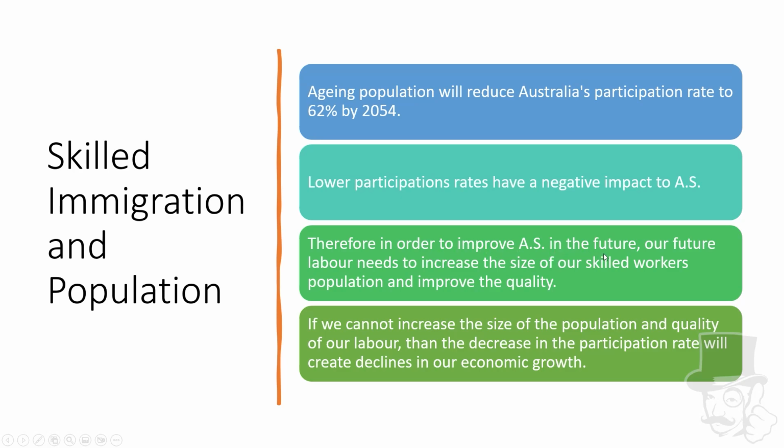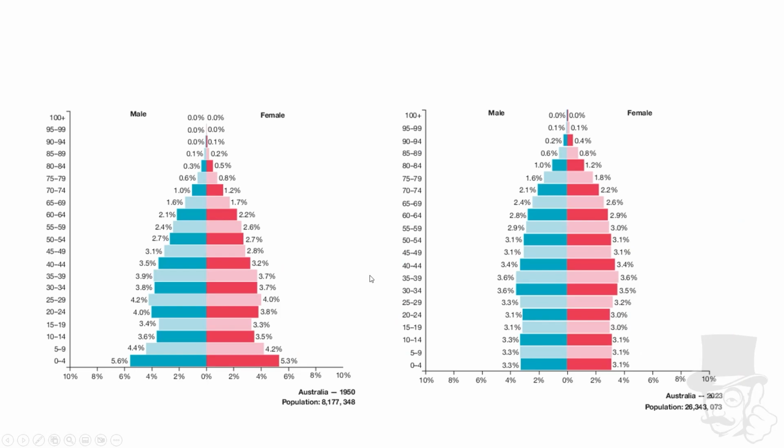Therefore, in order to improve AS in the future, our future labour needs to increase the size of our skilled work population and improve the quality. If we can't improve the population and the quality of our labour resources, then there'll be a decrease in the participation rate and most likely economic growth also. So yeah, skilled migration brings up the population.